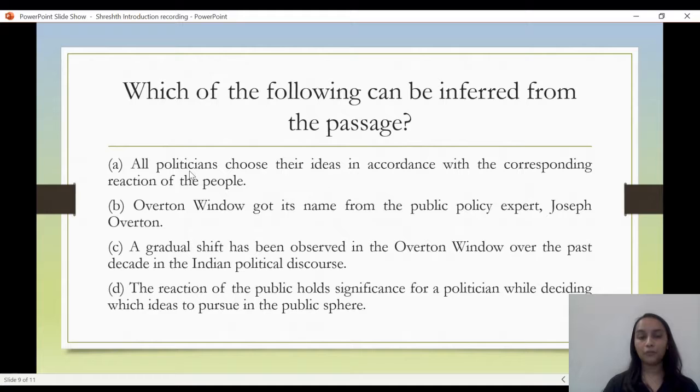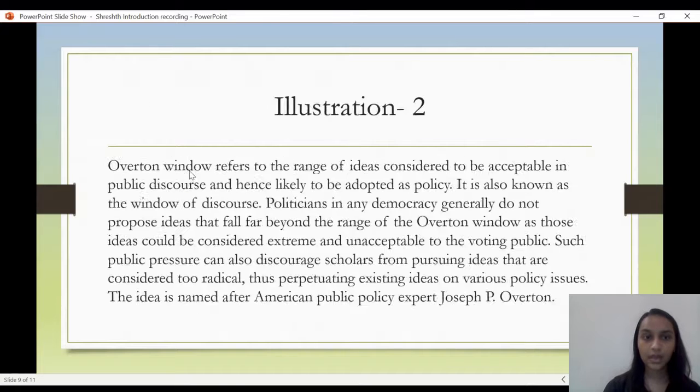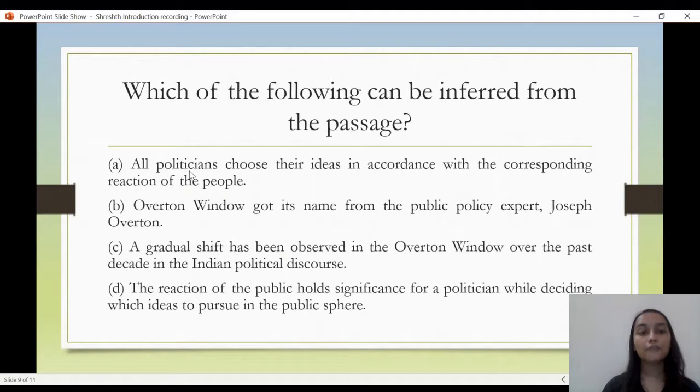Alright, which of the following can be inferred from the passage? Option A. All politicians choose their ideas in accordance with the corresponding reaction of the people. In this, the first option uses an extreme word, which is "all." The passage tells us that politicians tend to do it. However, we cannot make a generalized assumption that each and every politician abides by the range that the Overton window covers, right? Therefore, option A can be struck off as it uses extreme language. So the answer is not likely to be correct.